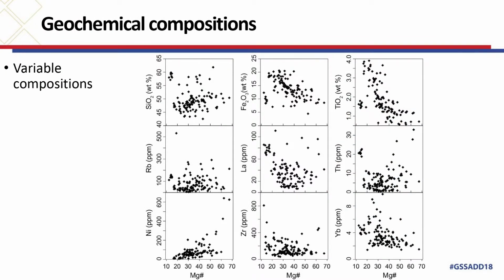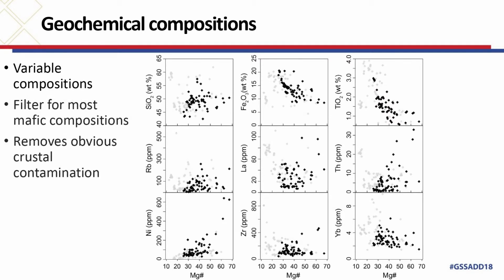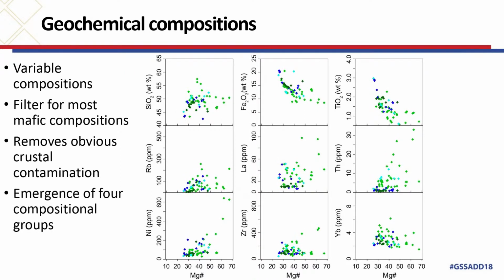Understandably, because we're dealing with a large geographical area, their geochemical compositions are quite variable. Because we're interested in the mantle, we can apply a simple filter just by filtering by silica and magnesium contents, so that we can be fairly confident that we're dealing with primary geochemical signatures and to remove the most obvious signs of crustal contamination as possible. Within this remaining data, we then see the emergence of these 4 compositional groups, which I'll now run through individually.